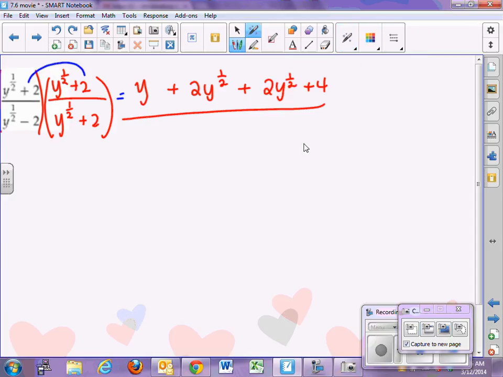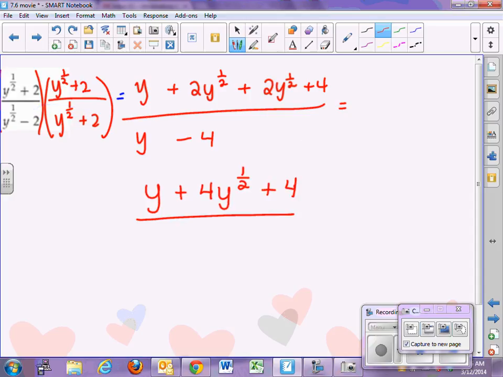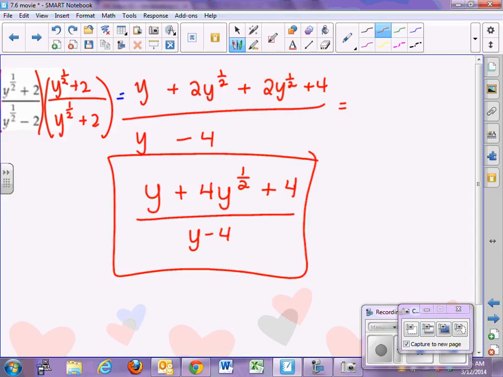over y plus 2 to the 1/2 minus 2 to the 1/2. I hope you see those will cancel. And then we get times minus 4. So we get y plus 4y to the 1/2, because those are like terms that we can add, plus 4 over y minus 4. That's a great answer. I have no radical in the bottom. I have no negative exponents.